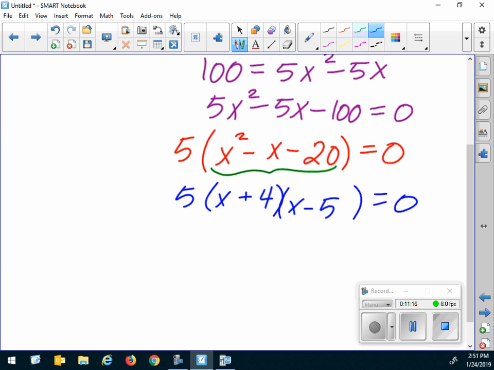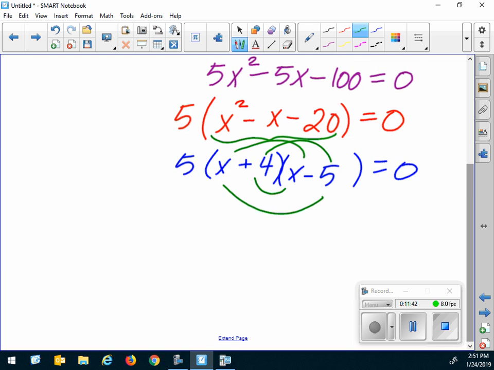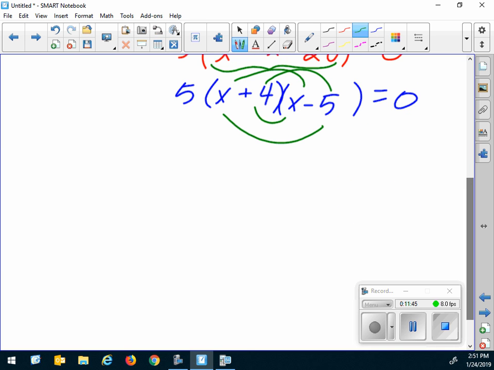If I distribute, if I FOIL these back, there's my x squared. Minus 5x plus 4x is minus x. And then there's your minus 20. Okay. So, no, minus 5 and plus 4, because I need this to be a minus, so I need to put my bigger number with the minus. Oh, you mean answers? Oh, yeah, you're ahead of me. Yeah. No, Giselle, you're right. So x equals negative 4 and 5.